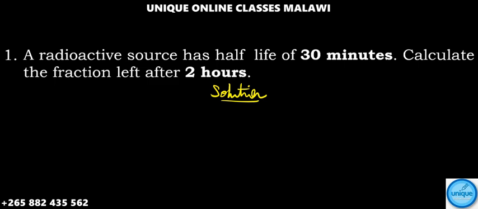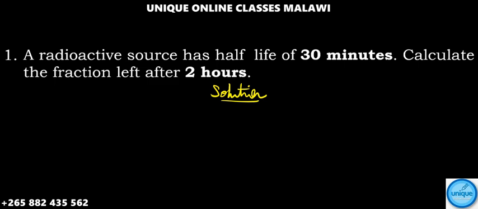So using the formula method, what we need to do, we need to know how many half-lives there are in 2 hours. Their half-life is 30 minutes. In other words, how many 30 minutes are there in 2 hours?